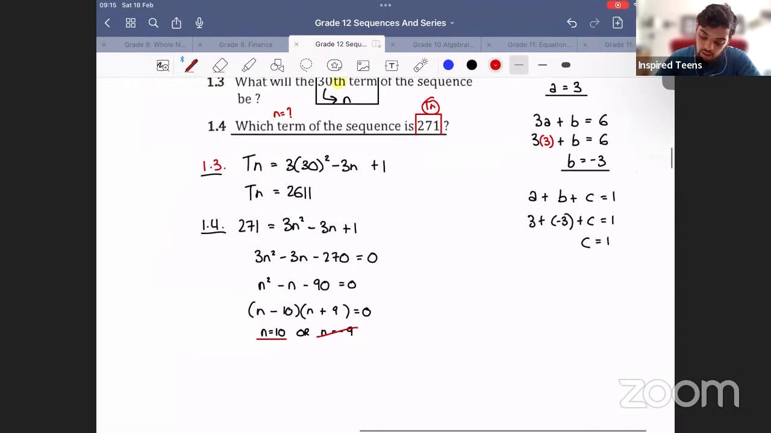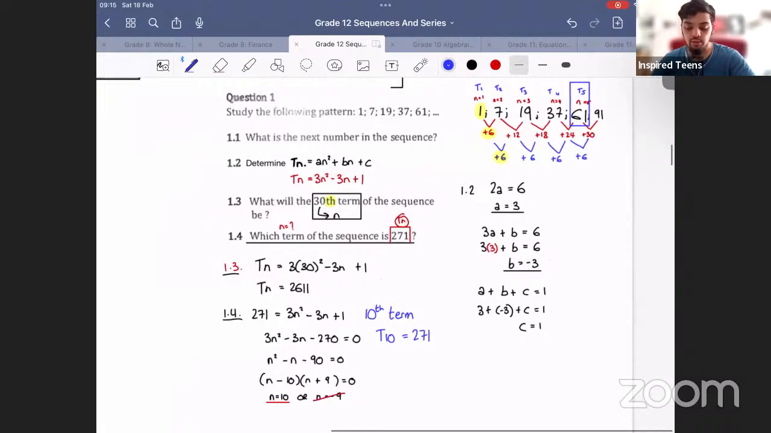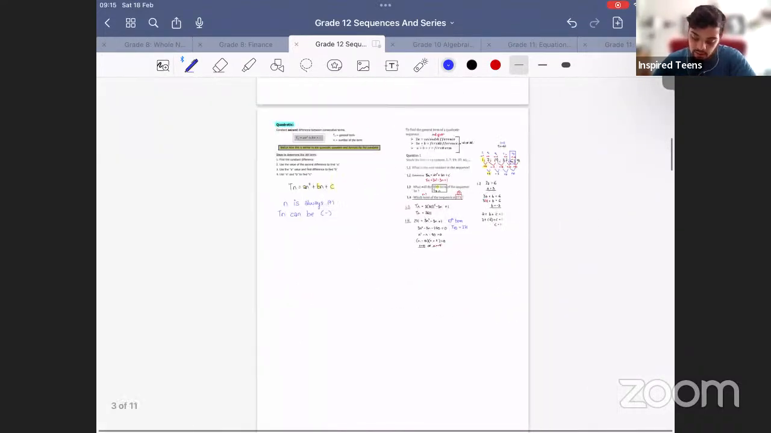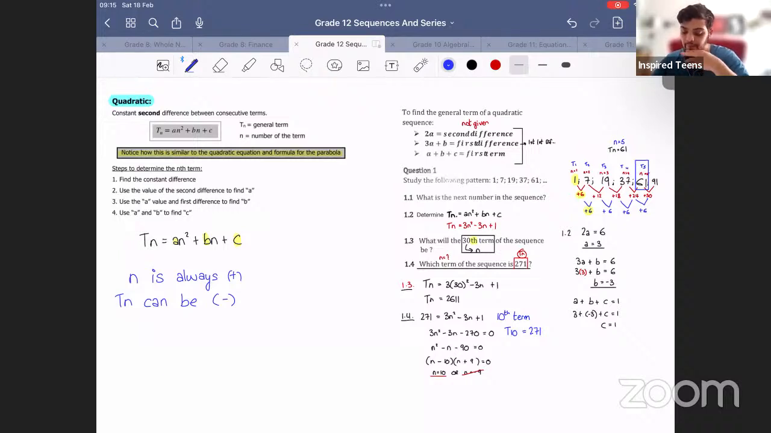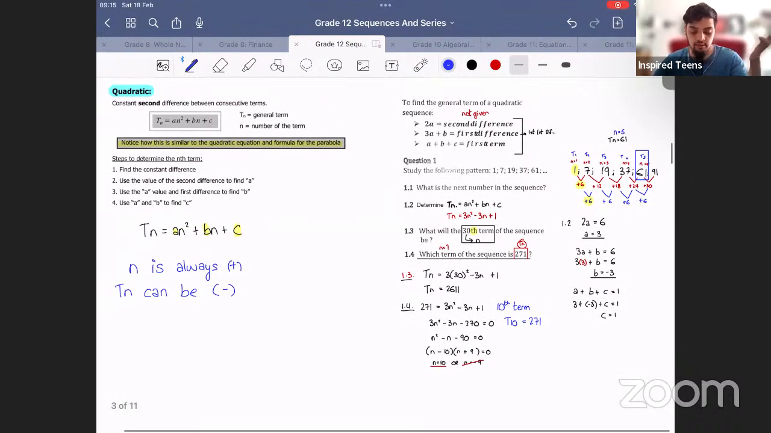So therefore, in this case, which term of the sequence is 271? It's the 10th term, which is equal to 271, or T10 is equal to 271. Okay, so the basic question with all the basic examples, let's move on. So quadratic, yeah, quadratic done. Okay, actually it's not done. There's one more thing we need to talk about. Okay, there's a question that we need to do. Okay, let's just discuss it now, then we can maybe do that question.